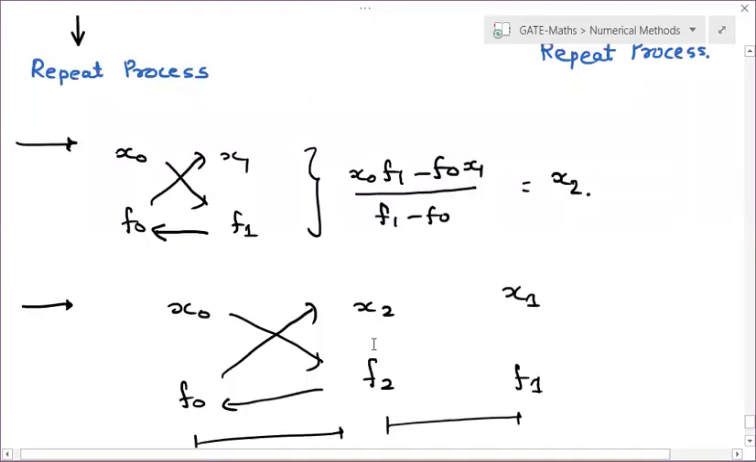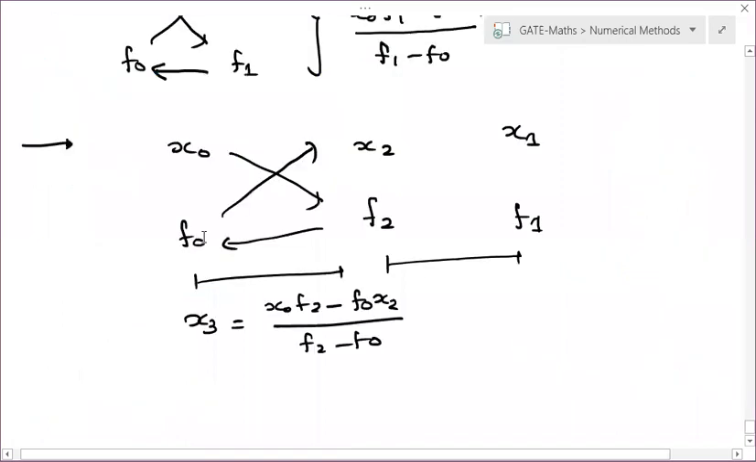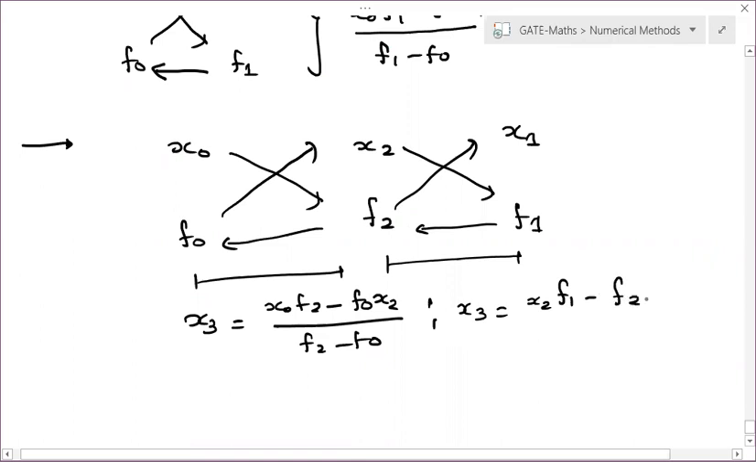Now suppose you are choosing this interval, which is x2 to x1. For that, x3 will be x2 f1 minus f2 x1 divided by f1 minus f2. Is it clear now? Please give me some response.